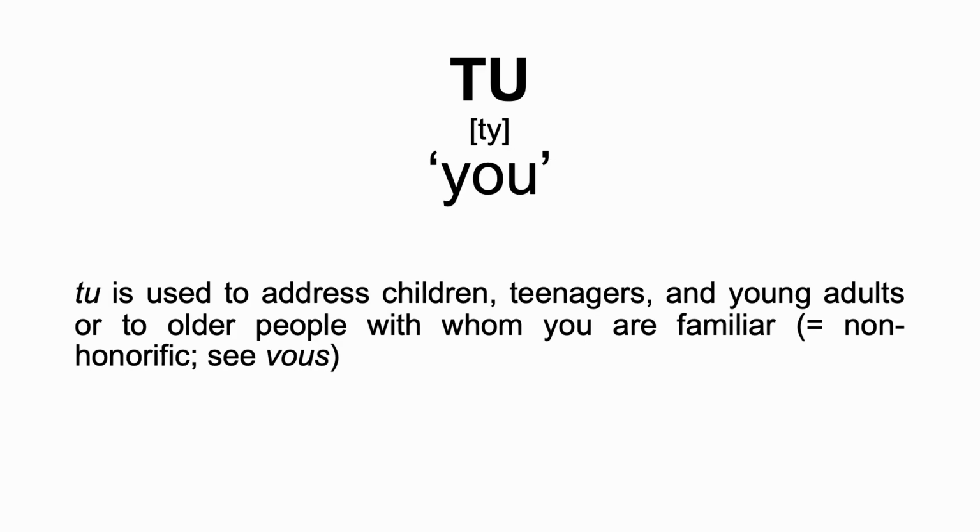The second person singular pronoun is tu. You. Repeat after me. Tu. So tu is used to address children, teenagers, and young adults, or older people with whom you are familiar. This is what we call the non-honorific, and we're going to compare it with another pronoun. So just be aware that tu is basically used in special circumstances.